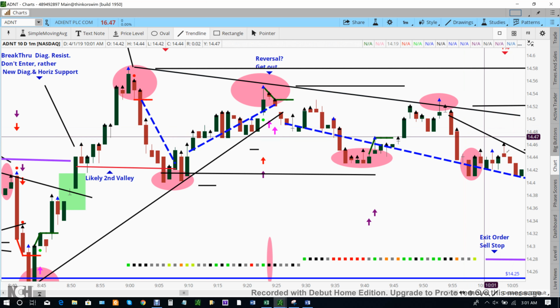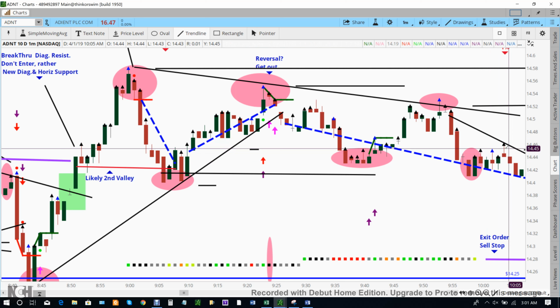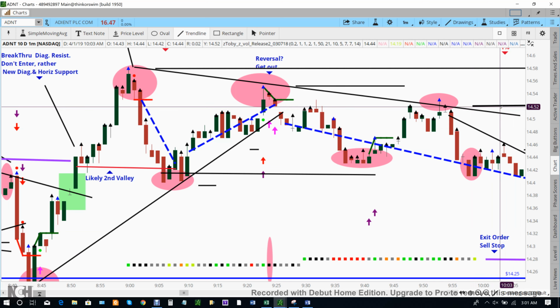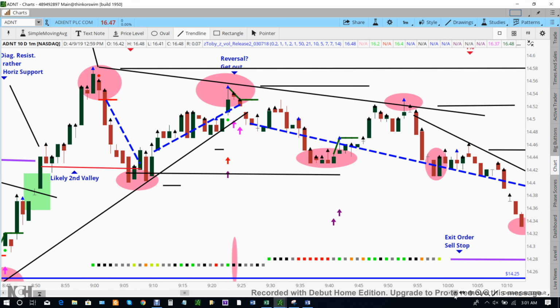So you can see this is much steeper. So this diagonal line is probably the false one. It's like a temporary one. So anyways, we've got to keep our stop losses above that line. And we're going to try to ride it down.